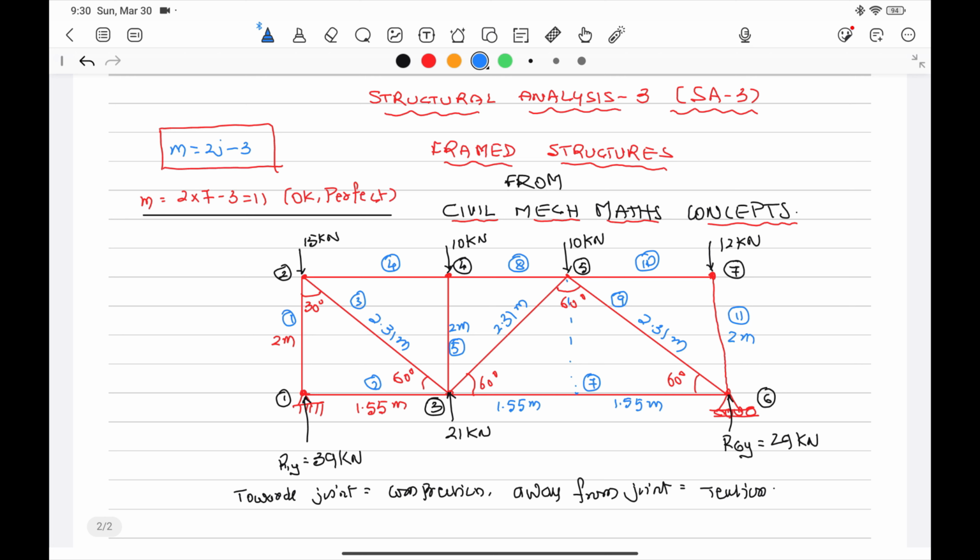The frame is perfect because the rule m equal to 2j minus 3 is satisfied. Hence, the frame is a perfect frame, and we can resolve it. We have found out the reaction forces, and we have a concept of how to find the moment about a particular point by a force.